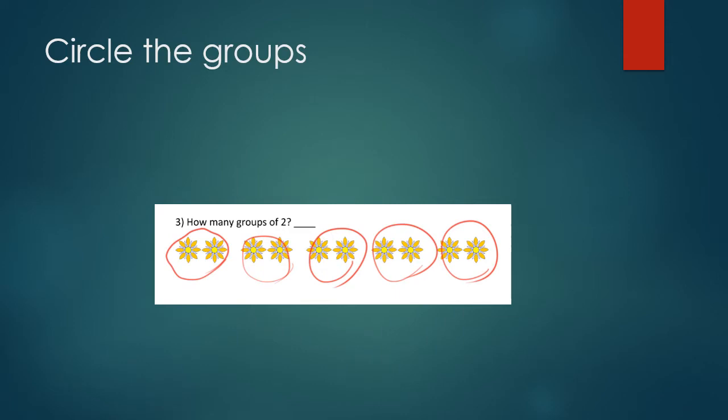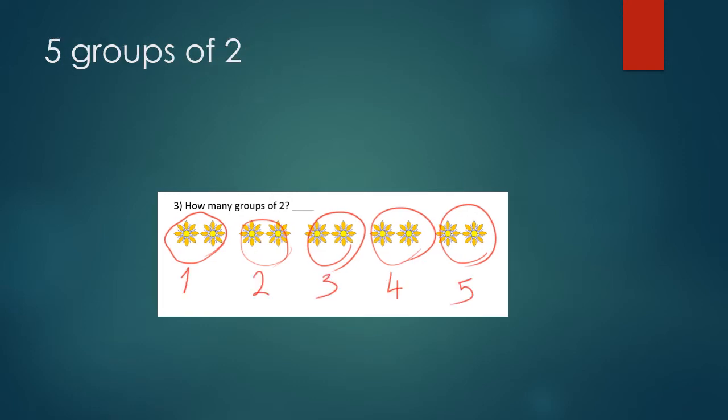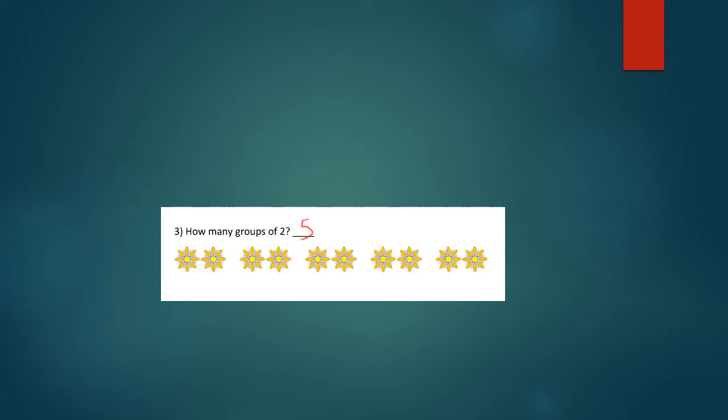Alright, so what I did to make it easier is circle the groups. So there are 2 flowers together in one group. So now you can just count the circle. How many groups of 2? To make it even more easy, we can write the number under the circles. How many circles did you count? I counted 5 circles. So, what is the answer? That's right. We've got 5 groups of 2.